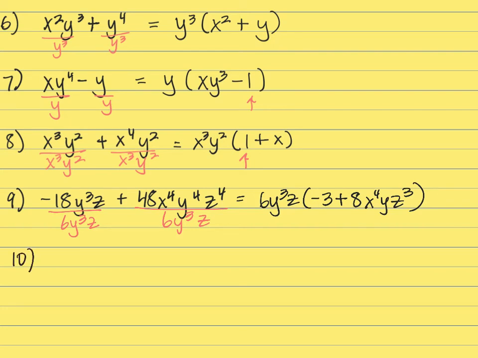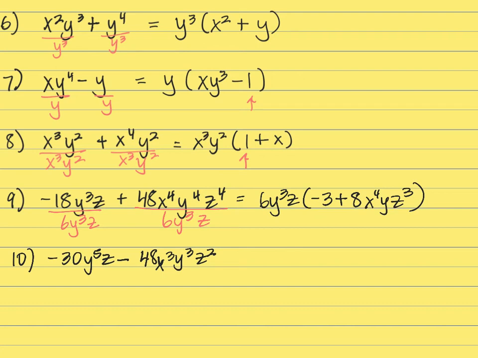Number 10, negative 30 y to the 5th z minus 48 x to the 3rd y to the 3rd z squared. Is that the same problem? It's almost the same problem. Yeah, it's almost the same exact problem. Weird. Anyway, not a big deal.